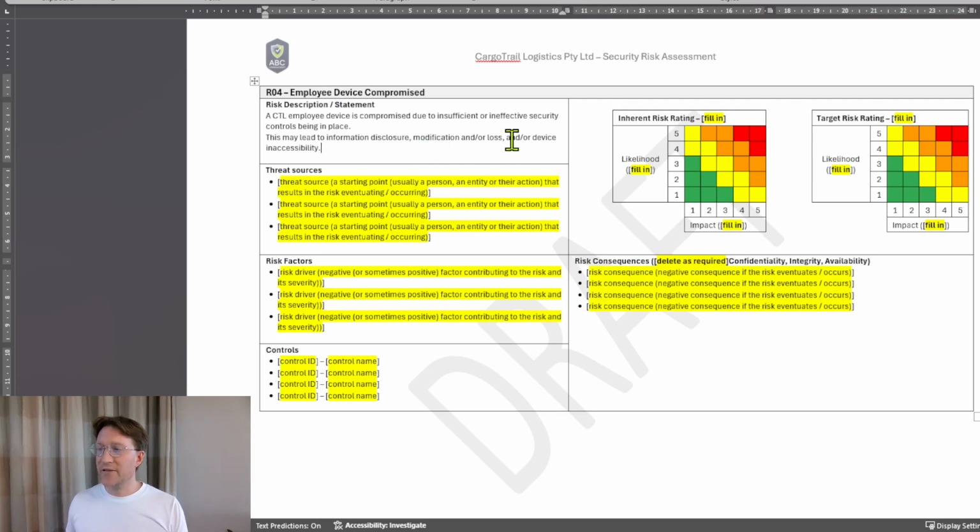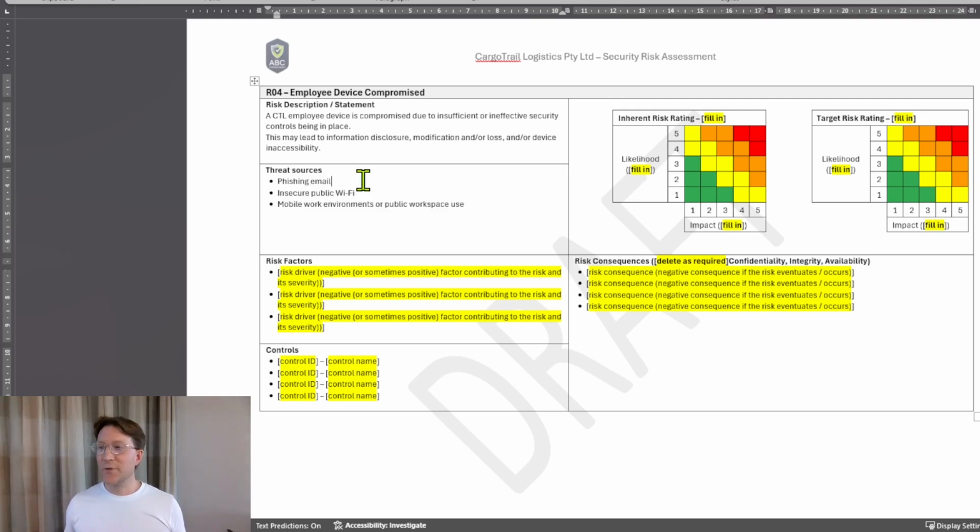And of course, if someone has access to the device, we already have a risk specifically around ransomware. So we're not talking about that here, but if it was compromised in other ways, other forms of malware could also render the device unusable so that it's inaccessible. And that's an attack on availability. In terms of threat sources, we could have a phishing email that tricks someone into downloading some software onto the device, compromising the device. We could have someone using insecure public Wi-Fi where they pose as a website.